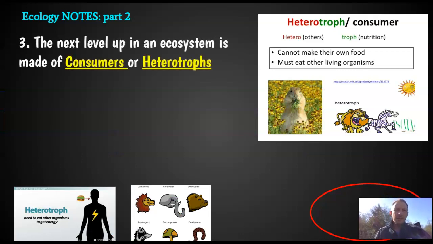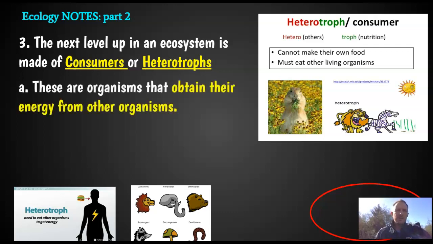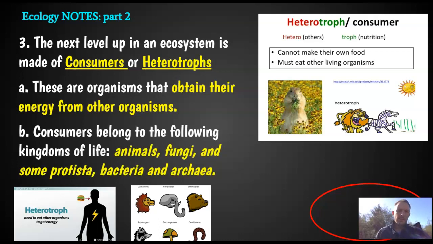The next level up in an ecosystem are the consumers, heterotrophs. And these are organisms that obtain their energy from other organisms. So you've got producers at the base, making all the food. And again, if you look around us, you'll see behind me, I got a bunch of producers, and there's consumers out here. I'm one of them. I got some birds talking to me over here. They are consumers as well.